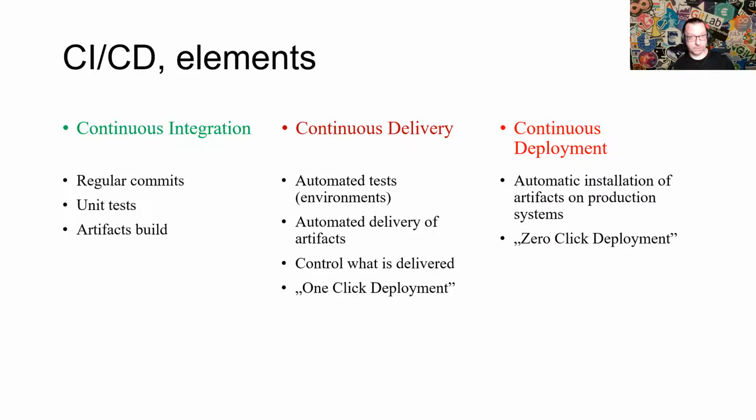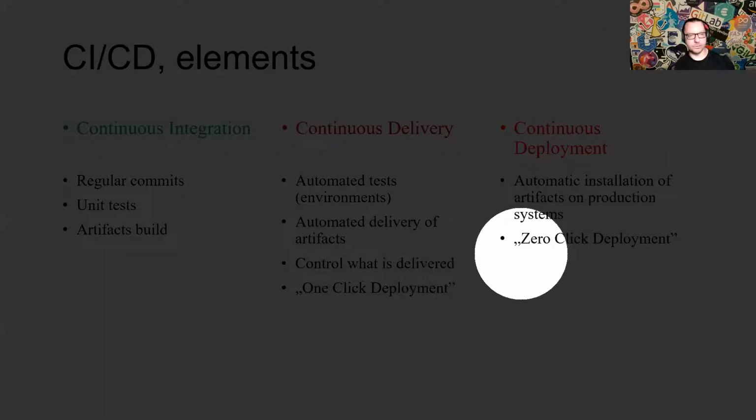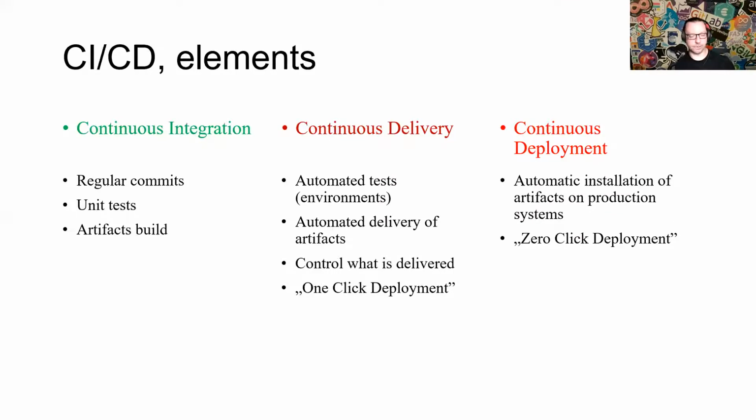Seems like a very simple and small difference, but this difference changed everything really, because in one-click deployment, we have the moment where we can stop and think, hey, is everything okay? Are we ready to deploy this to production? In zero-click deployment, there is nothing like that. You commit, you have it in production. So everything between those two points is done automatically. This is the tricky part, let's say.